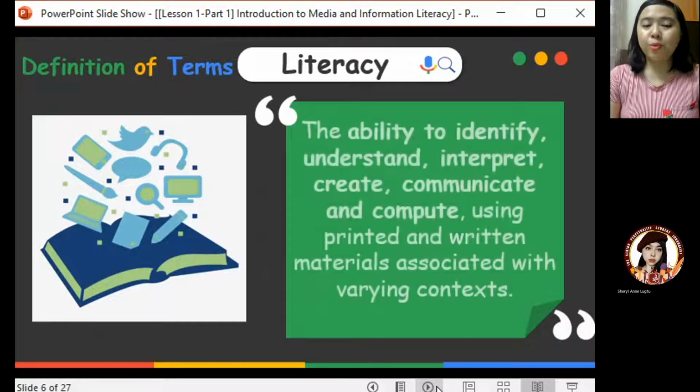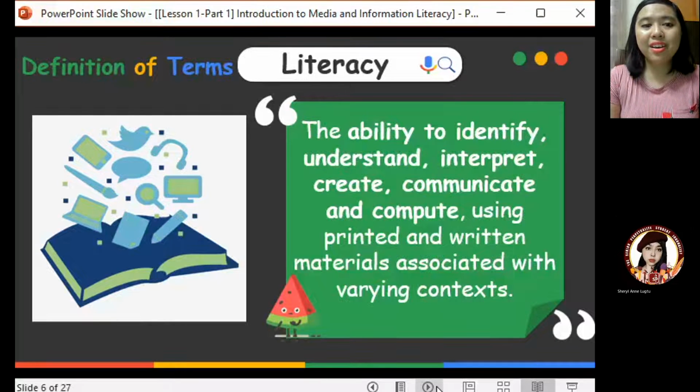And for the third one, we have literacy. When you say literacy, it's the ability to identify, understand, and interpret, also to create, communicate, and compute using printed and written materials associated with varying contexts. So when you say literacy, that means that you have mastered it. You don't just have the knowledge, but you have the ability to analyze things that are way beyond what's written on a textbook or way beyond what you could search on your search engines such as Google.